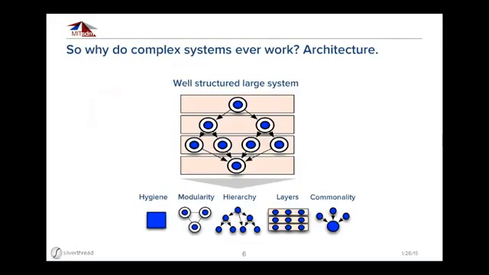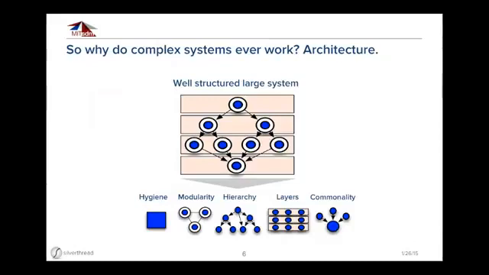So that begs the question: why do these architectures, or why do these systems work at all? Why do they ever work? Why does the Boeing airplane fly? Why does the internet function and whatnot? And the reason is the way we architect them. There are certain things that you can do.